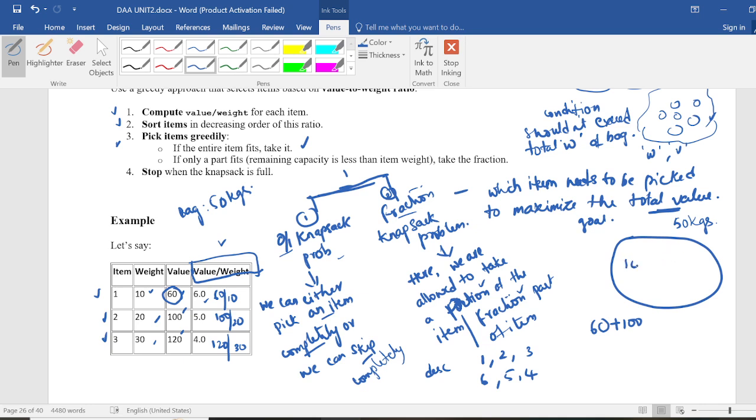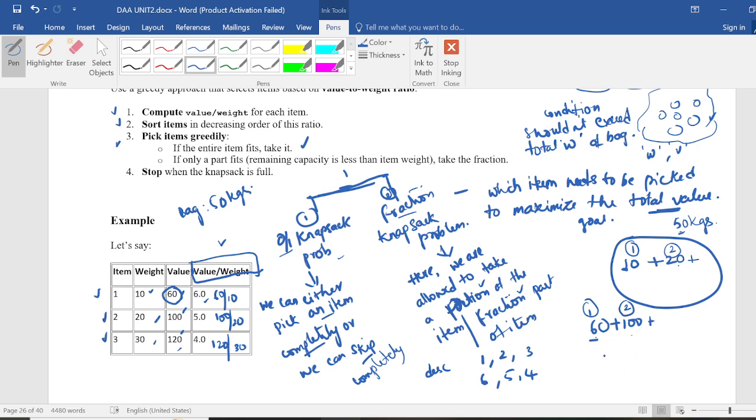The first item has weight 10 kgs and the second item has weight 20 kgs. That is up to 30 kgs we have filled, and we have room left for 20 kgs. For the first item, 60 is the value and 10 kgs is the weight, and for the second item, 100 is the value and weight is 20 kgs. So as per the bag, already 30 kgs are filled and we have room left for only 20 kgs. So we will take 2/3 part of the third item.